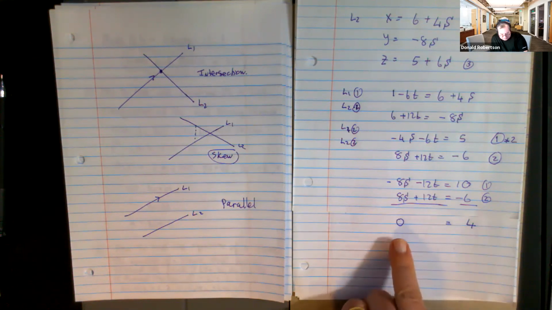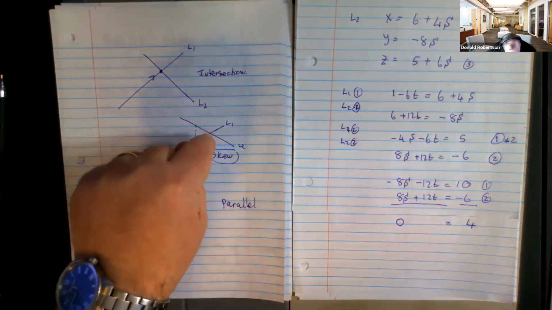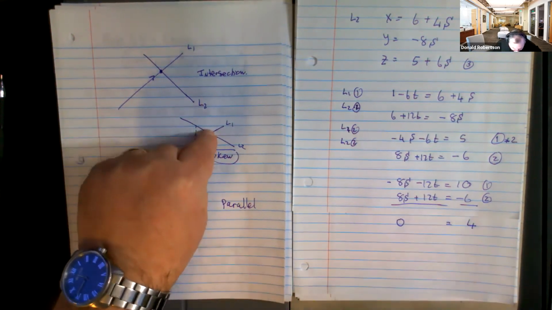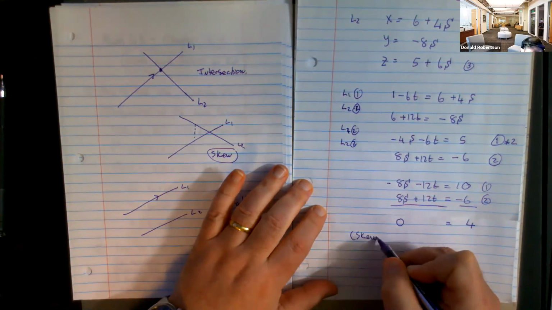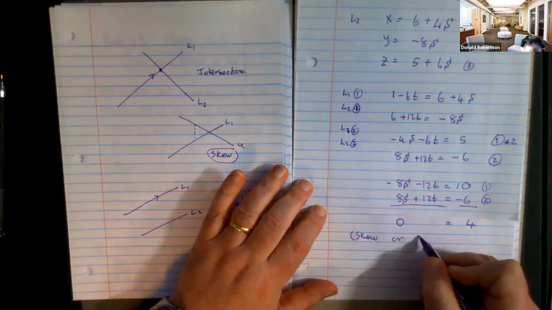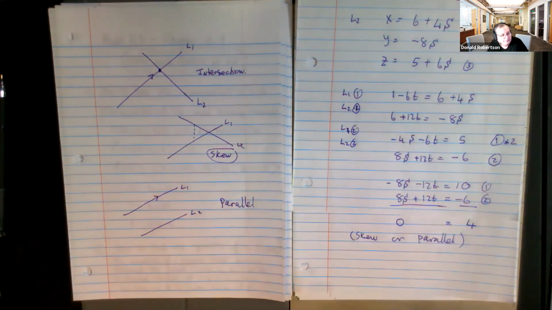Well, would you agree that 0 equals 4 means that there is no solution possible? So we're left with they are skewed or they are parallel. That's all I know. It's either the two lines are skewed or they are parallel. Agreed?